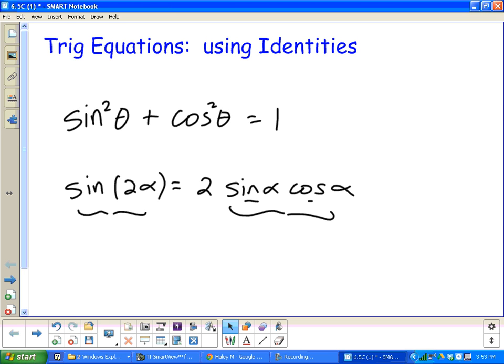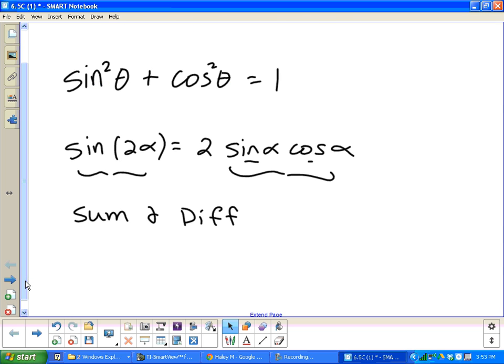Some other identities you're going to be able to use to solve these equations would be your sum and difference identities. The sum and difference identities all have the same sort of pattern. The sine of alpha plus beta, or the sine of alpha minus beta, have something to this effect. They have sine alpha cosine beta, and depending on if it's a sum or a difference, if it's a sum, it's plus, if it's a difference, it's minus, and then cosine alpha sine beta.